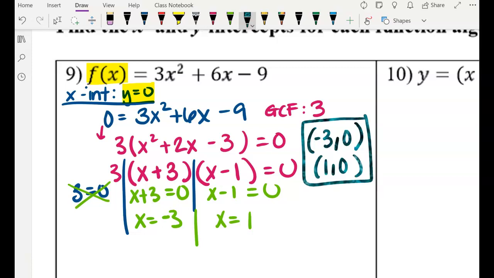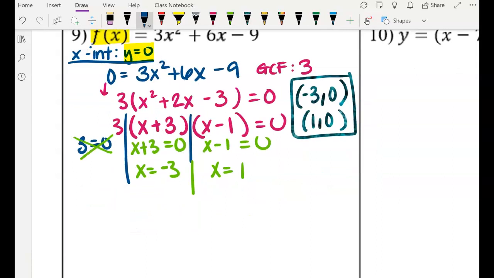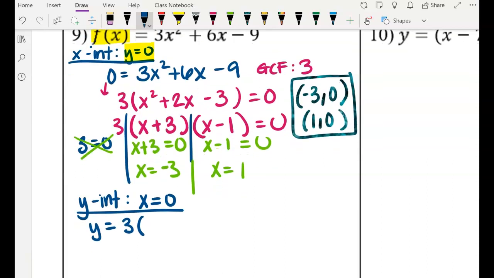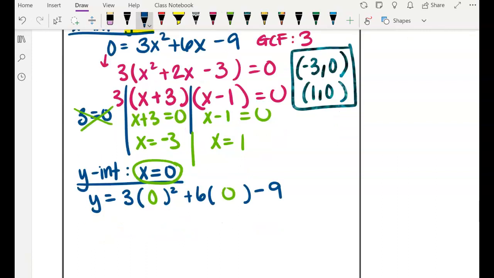Y-intercept is when x equals 0. Let me pinch it in because I need to go down here. So y-int is when x equals 0. We have f of x, which is the same as y. x equals 0 just means that every time we see an x, we substitute in 0. We have 2 x locations here: the first one is squared, the second one is 6 times x, and then minus 9. 9 does not have an x. So we substitute in 0 for x. Well, 0 squared is 0.